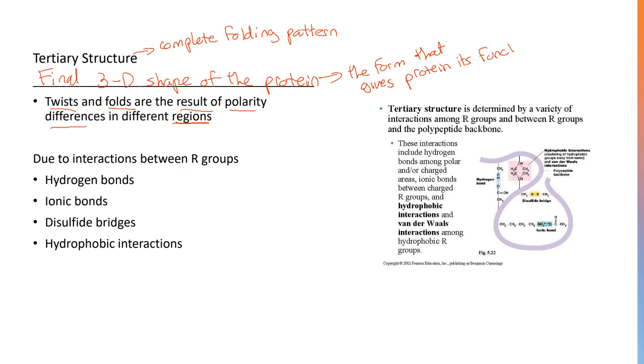Now, this tertiary structure is mainly due to interactions between the different R groups. Remember, the ones that make the amino acids a little different. So you're going to see different interactions, for example, hydrogen bonds, ionic bonds, disulfide bridges, these are mostly covalent in nature, and hydrophobic interactions as well.